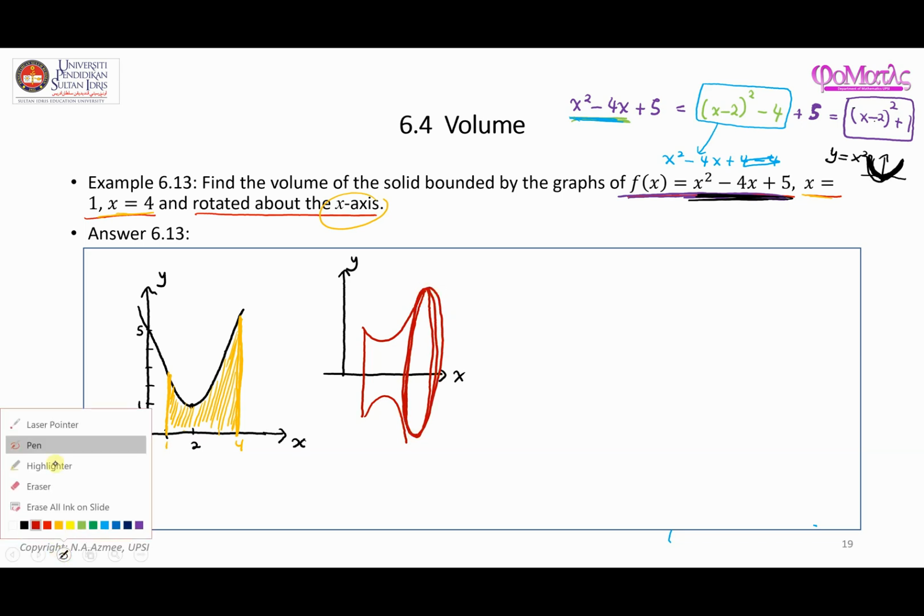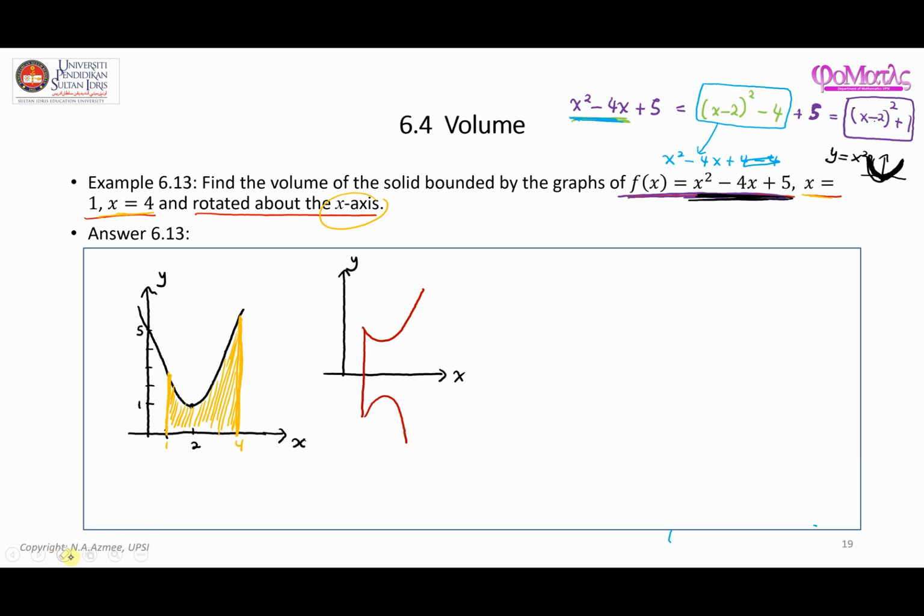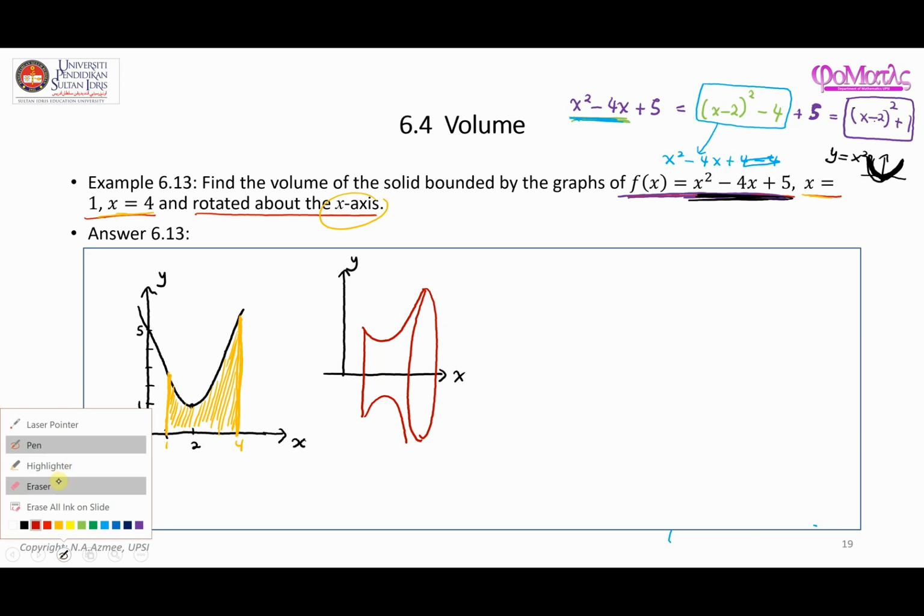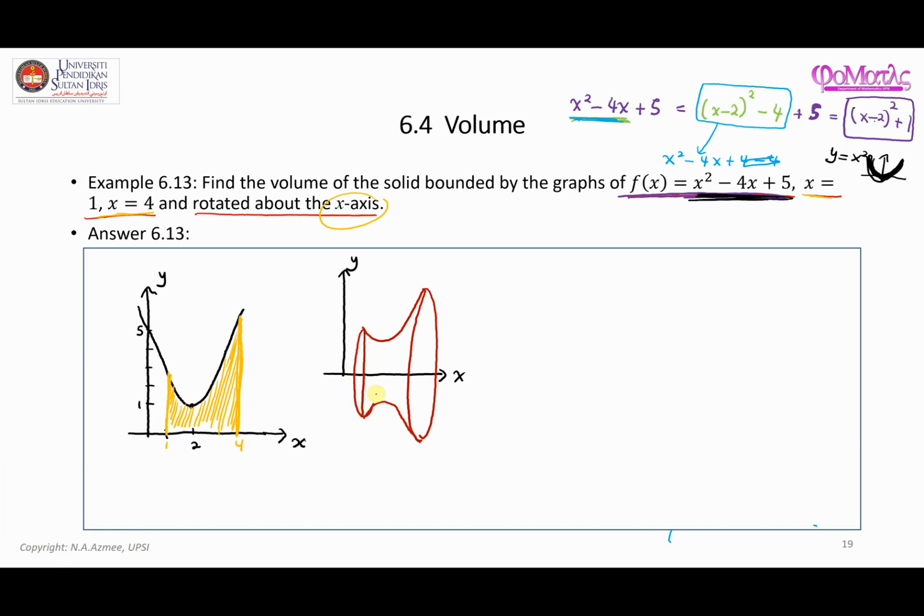Oh, this is really bad. Okay. Something like this. I need to really adjust this. I think you get the idea how it's going to be. So it's going to be looking like this. Yep. Okay. Something like this. Okay.